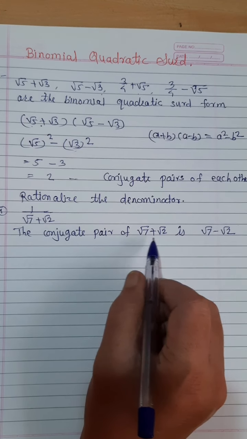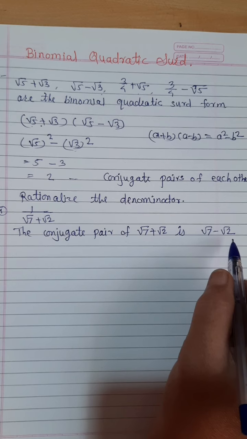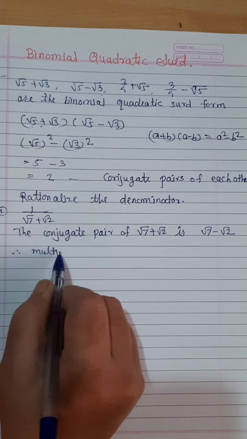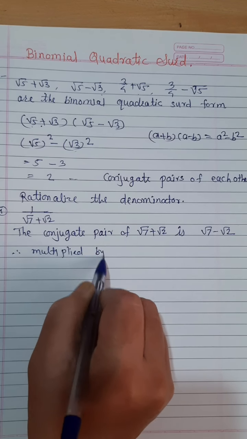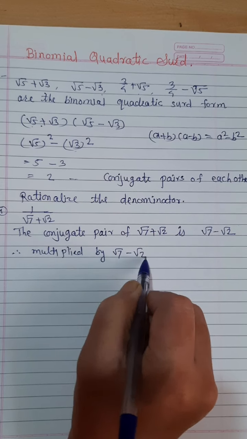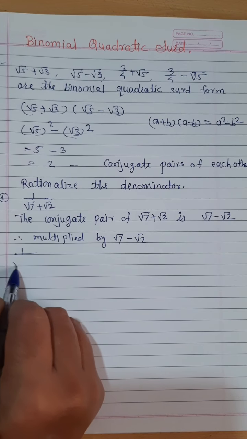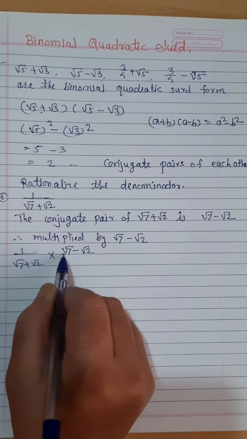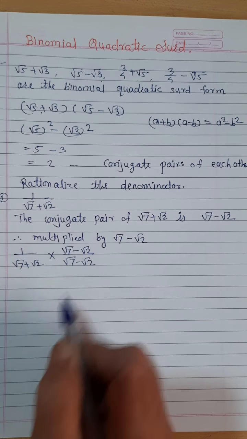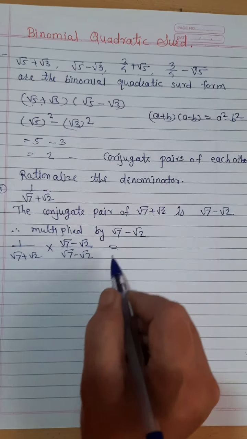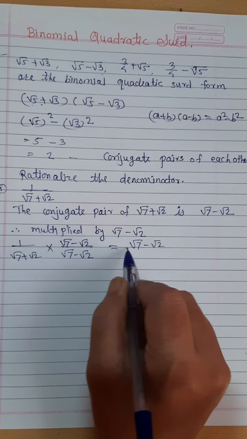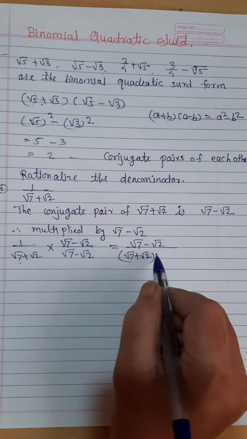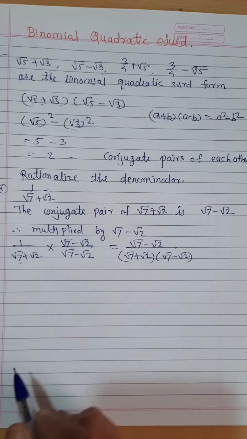The conjugate pair of root 7 plus root 2 is root 7 minus root 2, and we multiply by it. 1 upon root 7 plus root 2 multiplied by root 7 minus root 2 upon root 7 minus root 2 is equal to root 7 minus root 2 upon root 7 plus root 2 in the first bracket and root 7 minus root 2 in the second bracket.